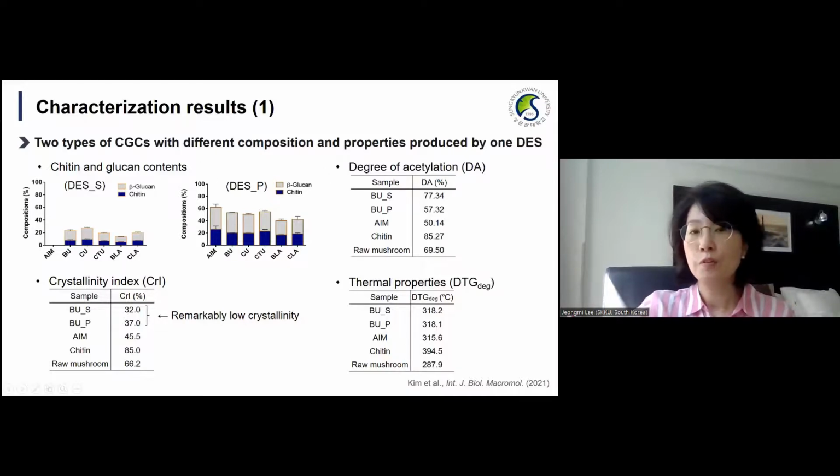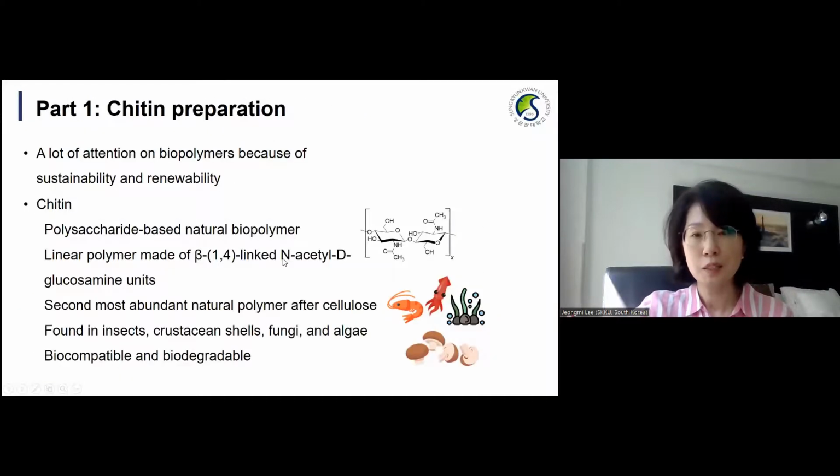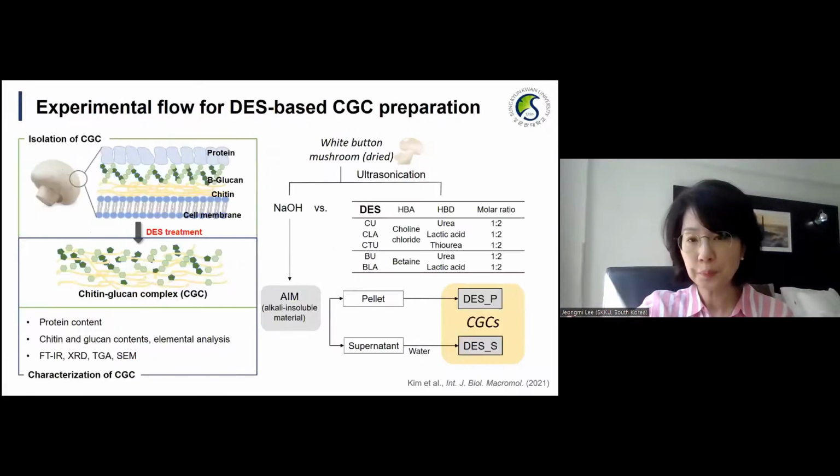So we found that two types of CGCs from BU treatment had quite different degrees of acetylation. If you remember the monomers of chitin, it has an acetyl group. And when the acetylation degree is high, it's called chitin. And when it is more deacetylated, then it's usually referred to as chitosan.